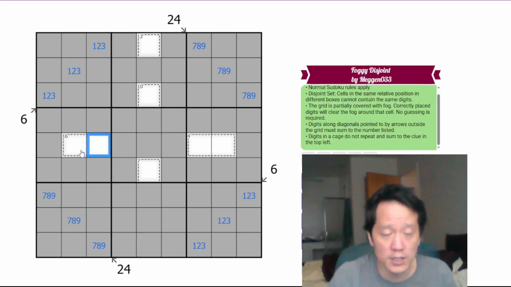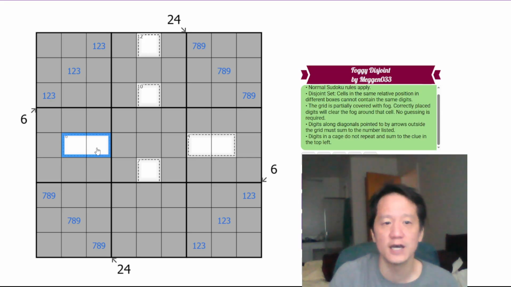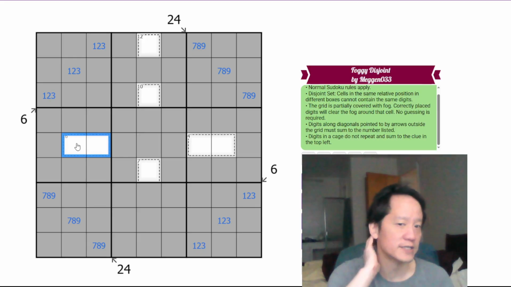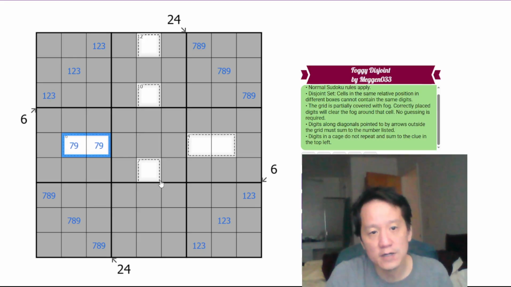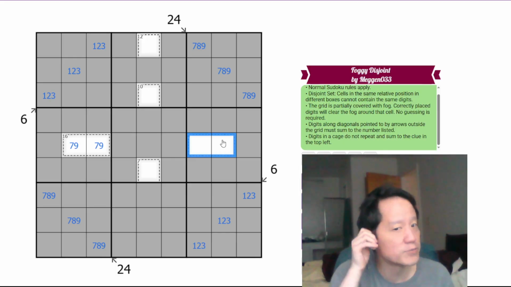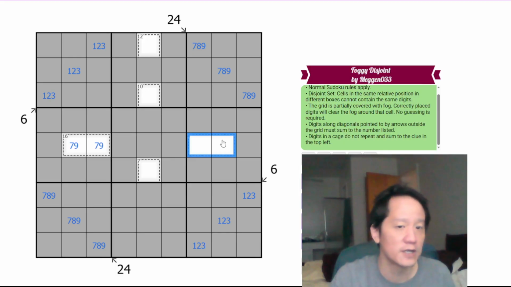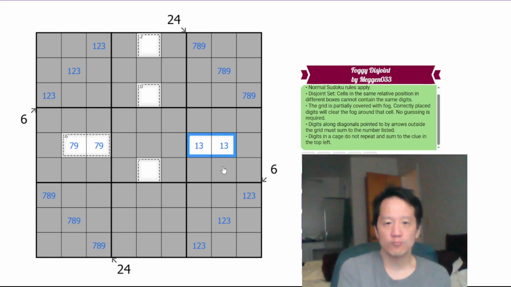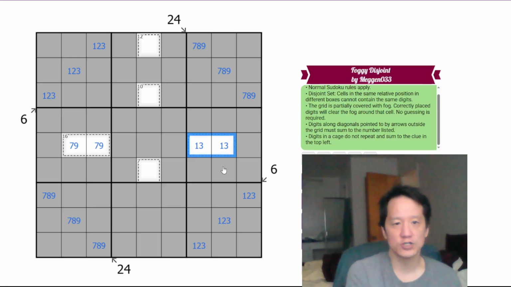We also see a 16 cage where 2 digits add up to 16. Therefore, the only possible combination for that is 7 and 9. Same with 2 digits adding up to 4. The only possible combination there would be 1 and 3. What does that tell us? I'm not really sure.